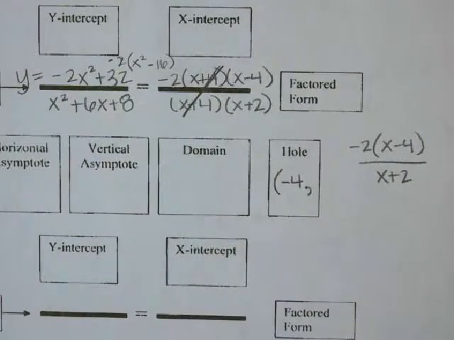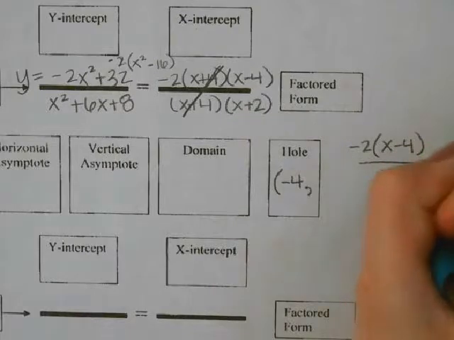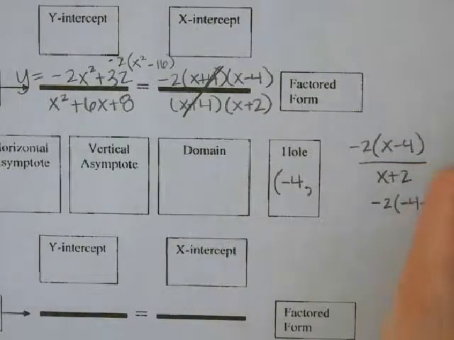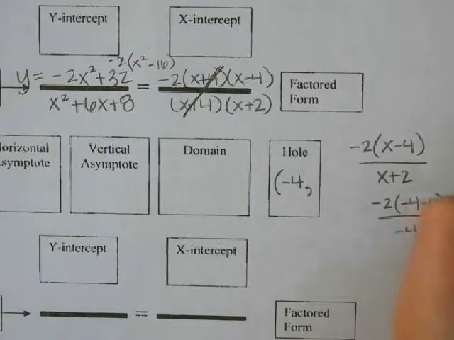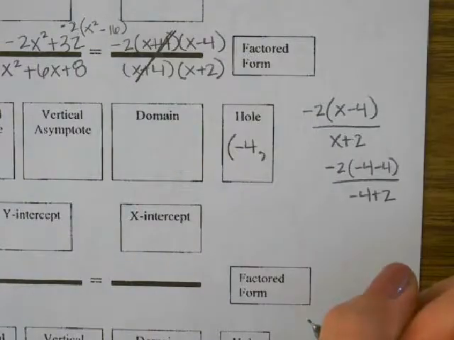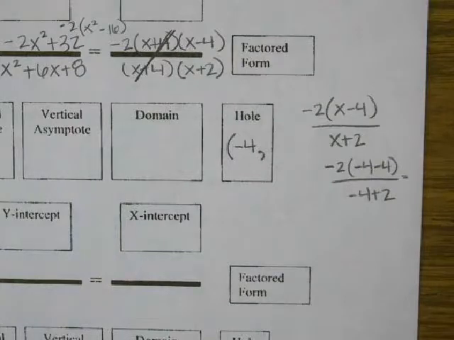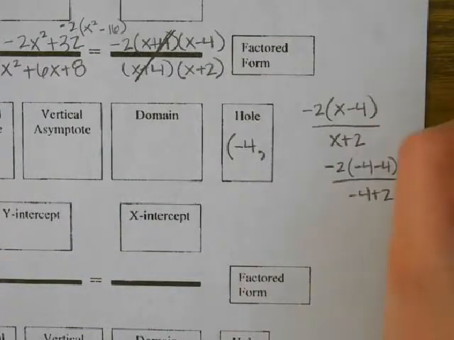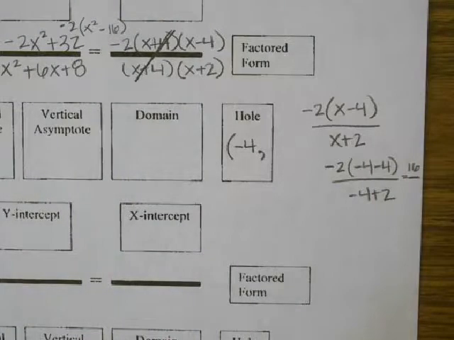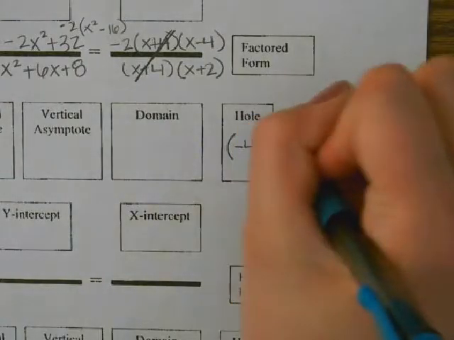And then what do we do with those leftovers? Plug in negative 4. So we've got negative 2 times negative 4 minus 4 over negative 4 plus 2. So negative 2 times negative 8 is positive 16. And negative 4 plus 2 is negative 2. And 16 divided by negative 2 is negative 8. Okay?